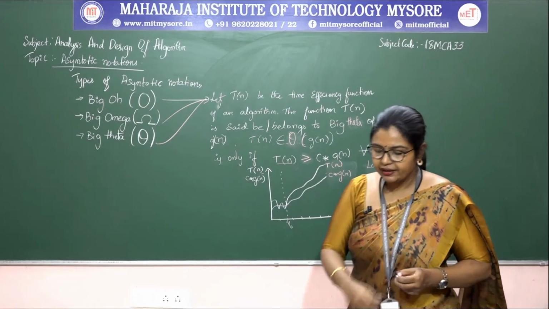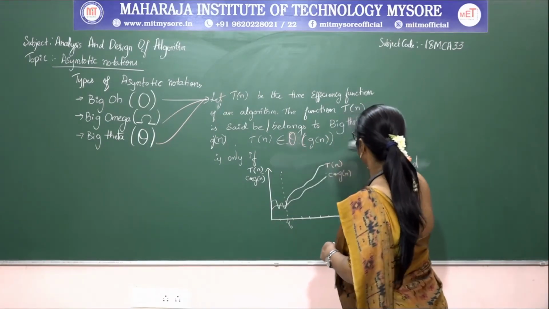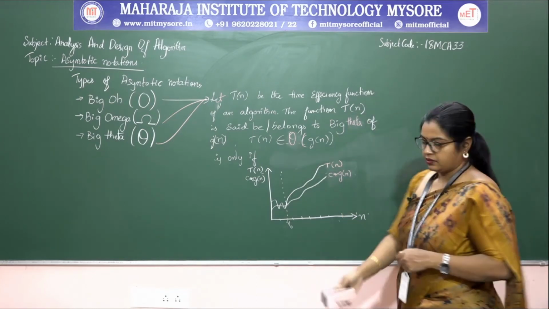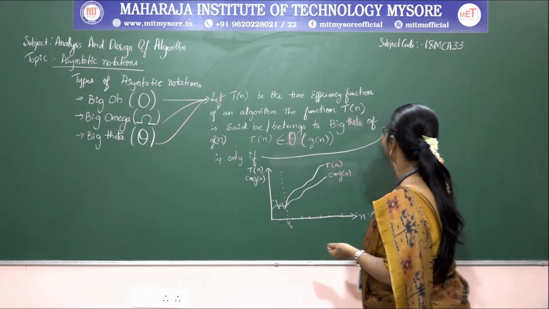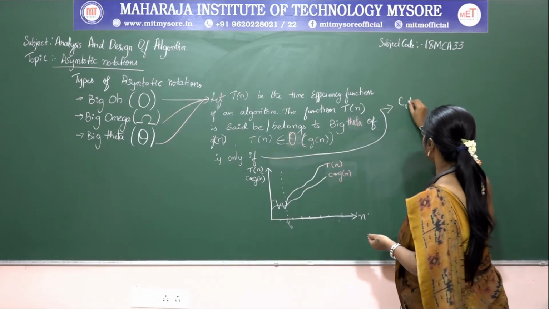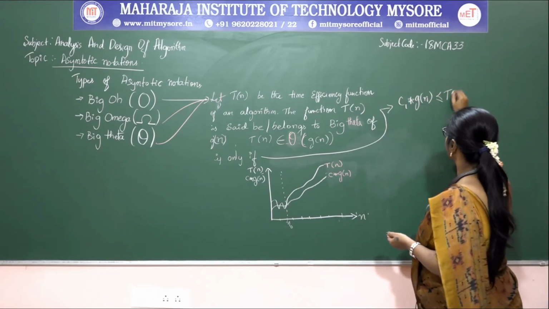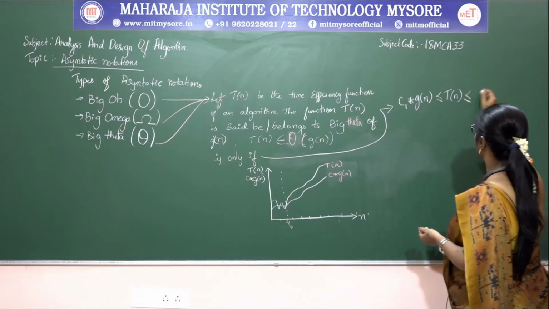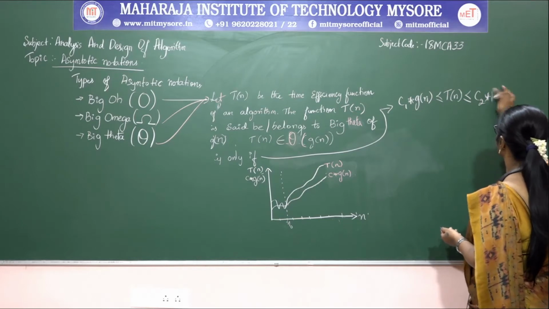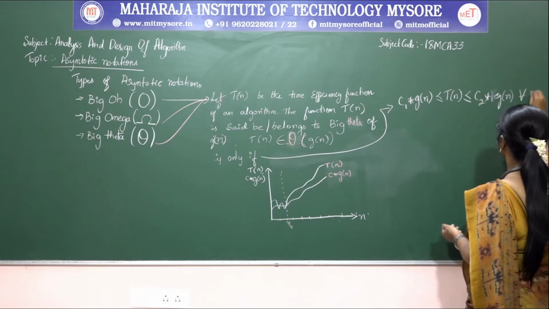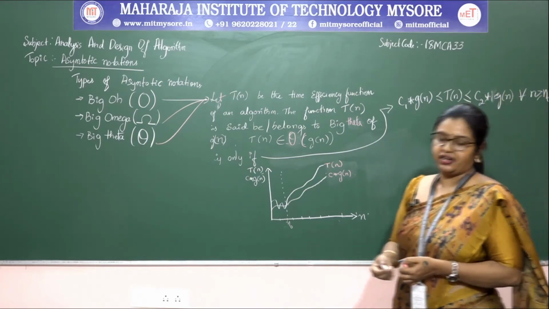if and only if, so I will write it here. The constraint is C1 into g of n less than or equal to t of n less than or equal to C2 into g of n for all n greater than or equal to n naught. This is the constraint. Okay.